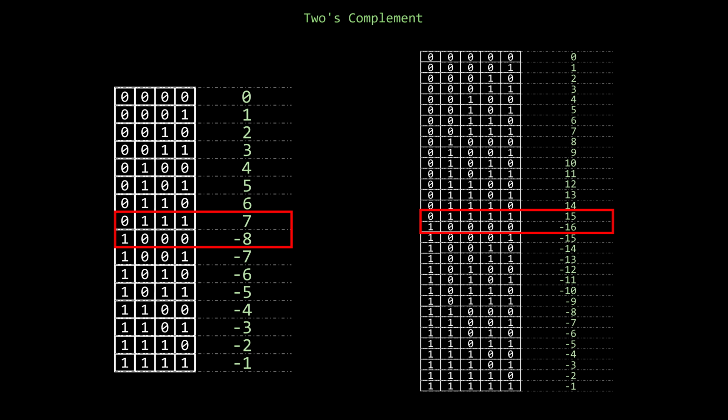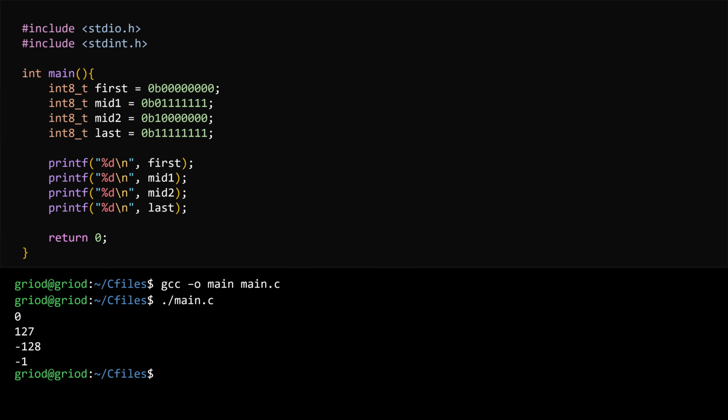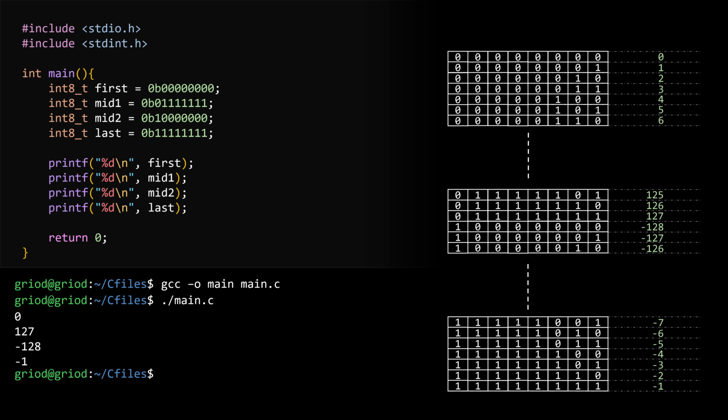In fact, you can test this yourself on your computer with a program like this. For those who are not familiar with C, what I am doing here is selecting 4 interesting sequences from all the possible 8-bit combinations. The first one, which contains only zeros. The 2 combinations at the boundary between positive and negative values. And the final one, which contains only ones.